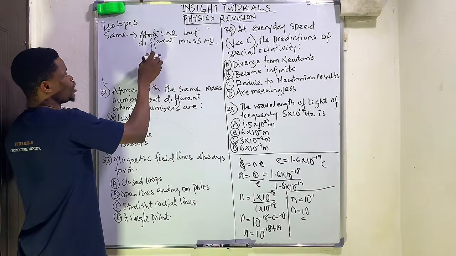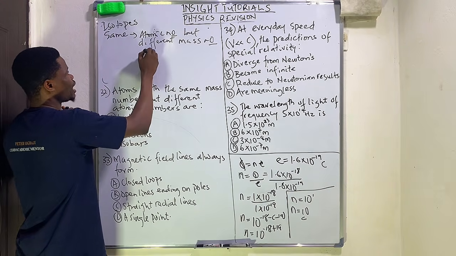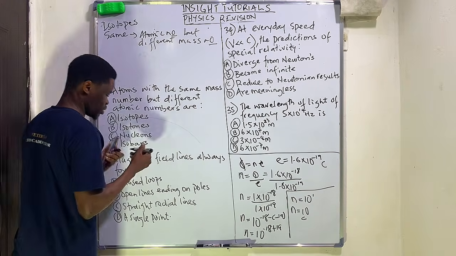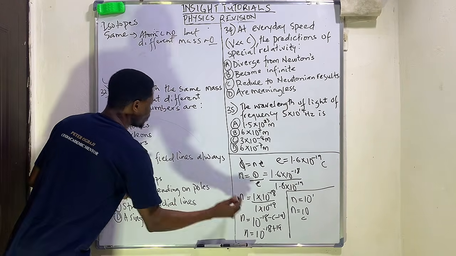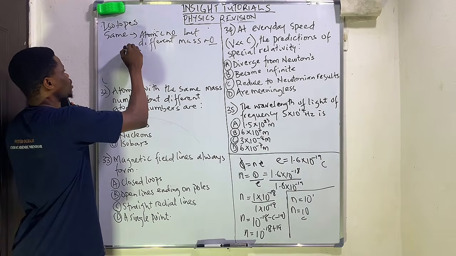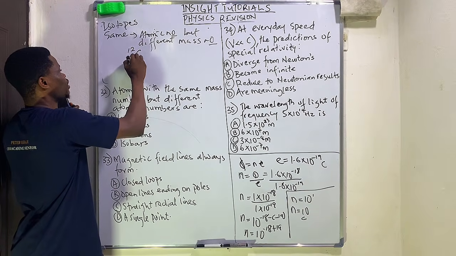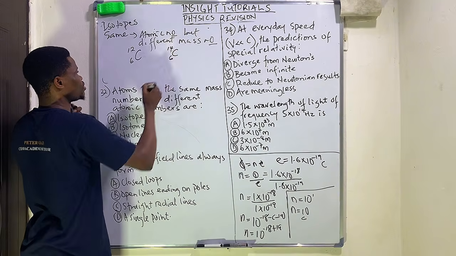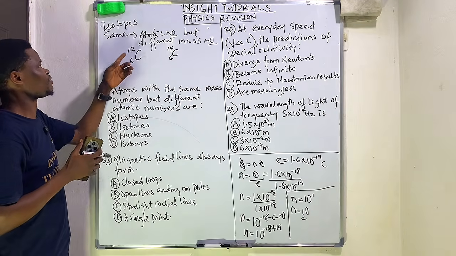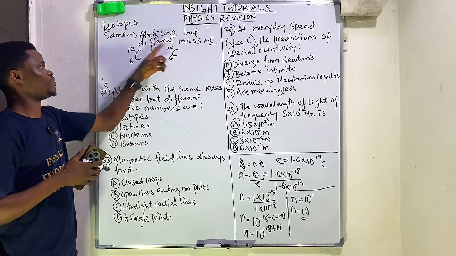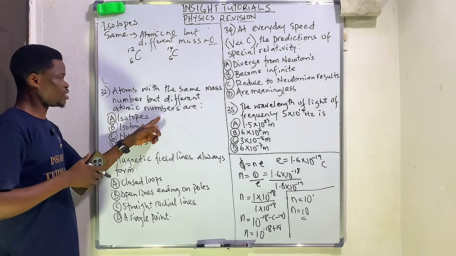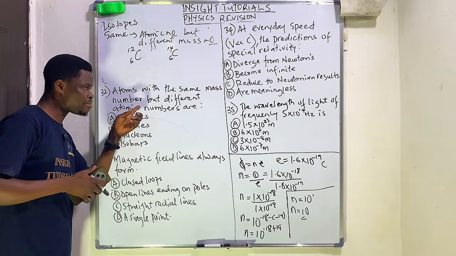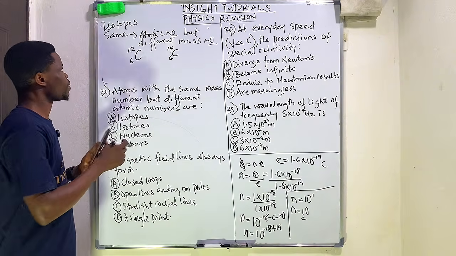For example, if we have a carbon atom, let me say carbon 12, it has 6 as its atomic number, and let's say another carbon 14 is still 6. So you see, they have the same atomic number but different mass number. So we call this an isotope. This is not the correct answer because they are asking us for same mass number but different atomic number. All right, so that's isotope.